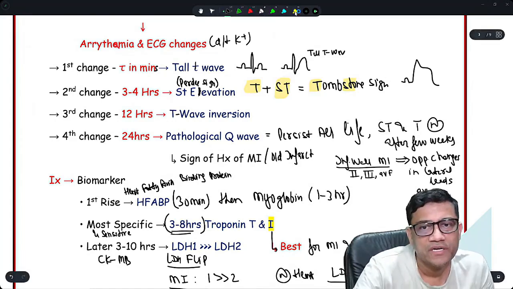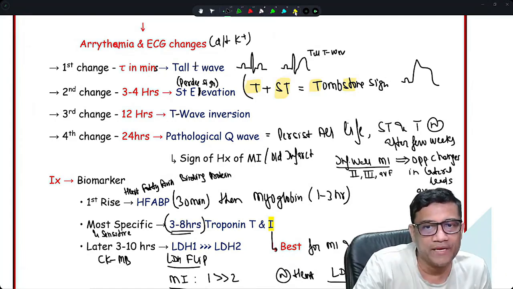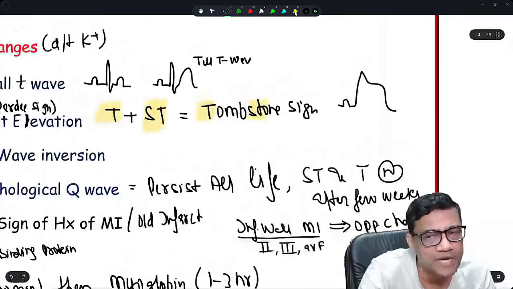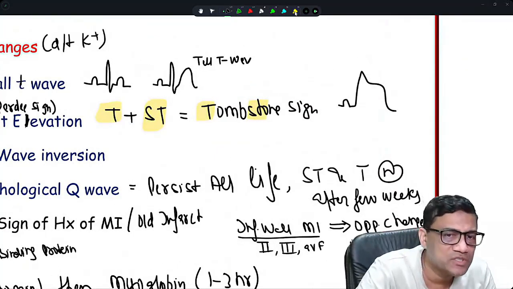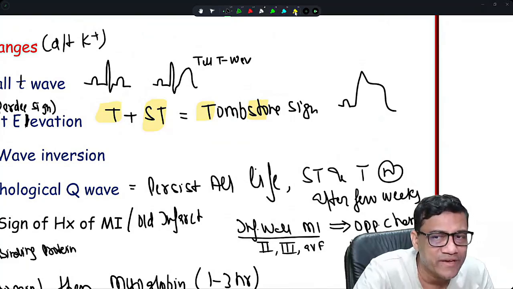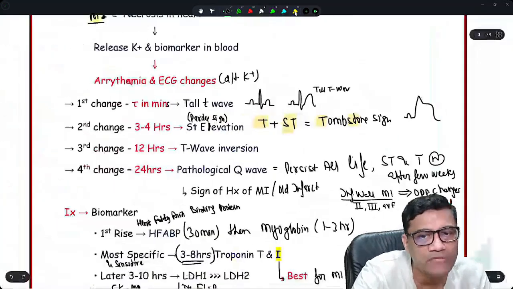T and ST combined are called what? Tombstone sign. So there is now this appearance. Remember, wherever there is a first tall T wave and elevation of ST, this is the hallmark of MI.